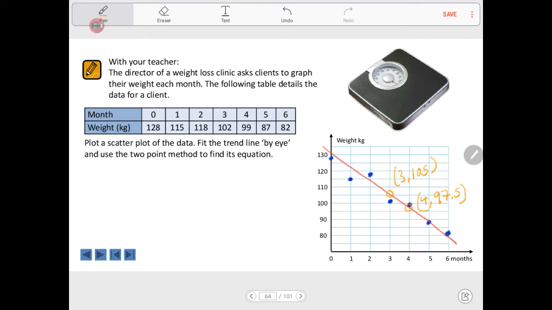Now we want to find out the equation of this line. So we want to use the 2-point method to find the gradient and then complete this equation. Okay, so the 2-point method, using those 2 points. I'm going to calculate my gradient first. So we've had lots of practice at this.